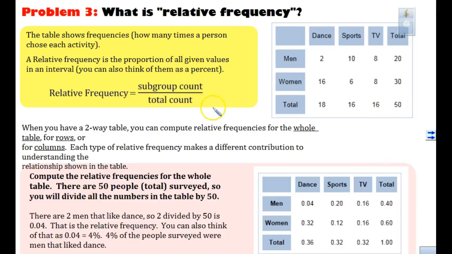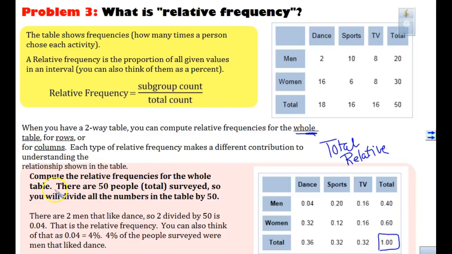If you remember doing proportions, that just means you're going to look at the sub count. In this case, the men that like dance out of maybe 50, right? Notice in this table down here that they have 100% here. This is 1. They divided each thing, and this is the relative frequency of the total table. So the whole table, this is the relative frequency of our total. Total relative frequency, when they talk about that, versus you might be asked to find it by the rows or by the columns. Each type has a different way of contributing to our understanding.